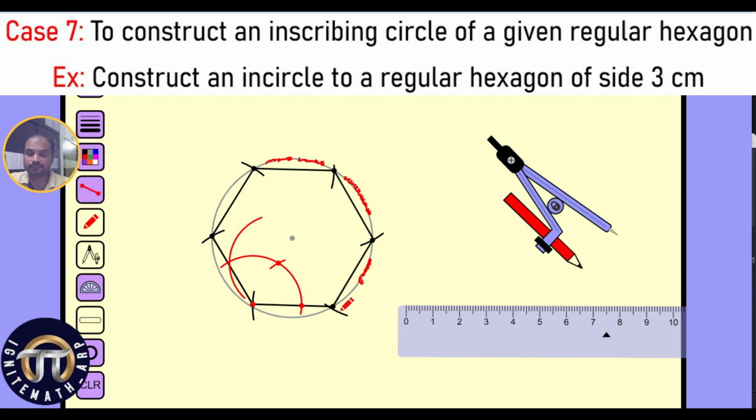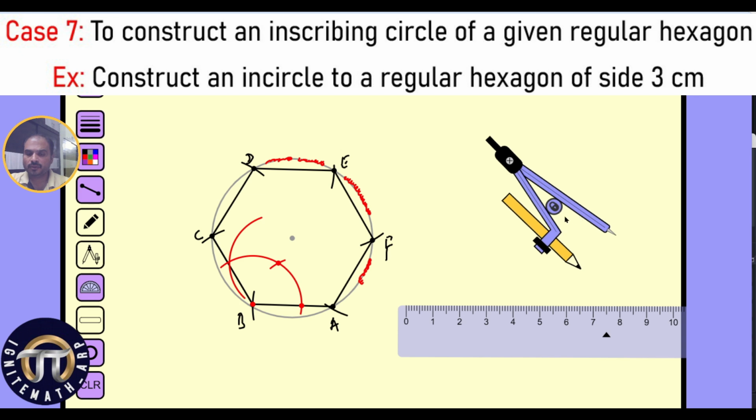Evaluator should not get a feel that you have constructed the circle first, then you have constructed the hexagon. No, when you are drawing this outside circle, you better draw it very lightly so that you can erase it later, very quickly and very neatly. This is A, B, C, D, E and F. So this is the hexagon.